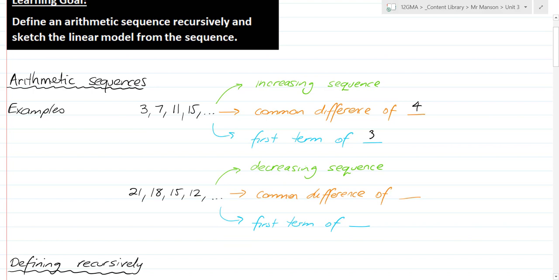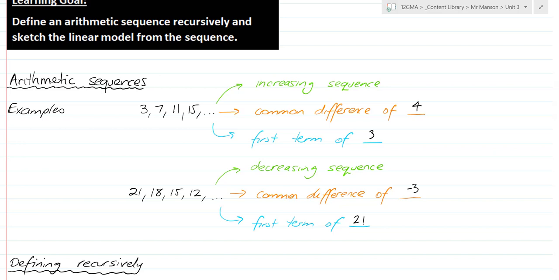The second one is a decreasing sequence. The common difference is what? 3 is close, but I want a little bit more information. -3, cool. So it is a common difference of 3, but we say it's -3. That removes the need for us to say it's a decreasing sequence. The -3 defines it as a decreasing sequence, and the first term is obviously 21. Any questions about that?